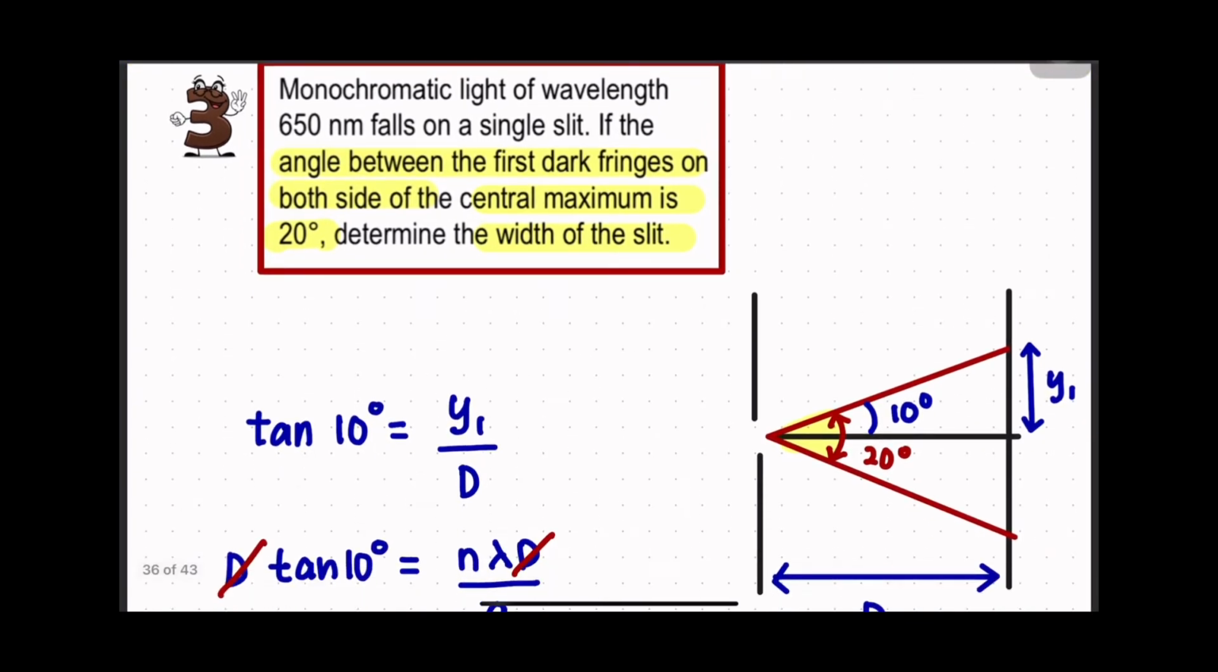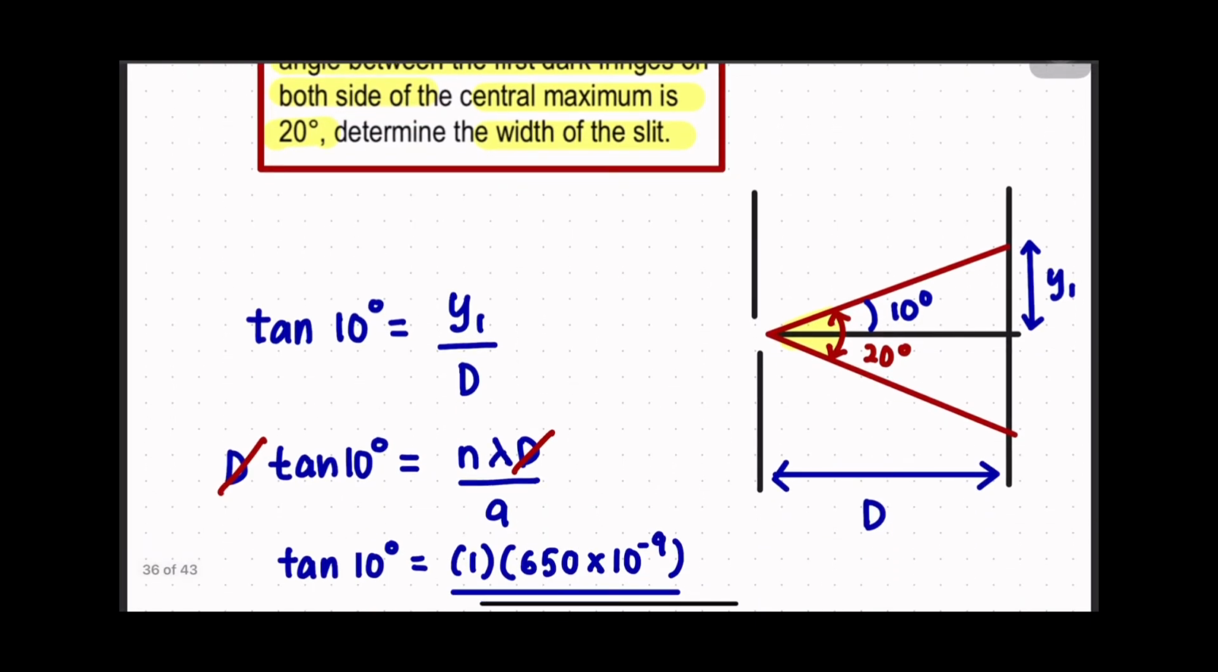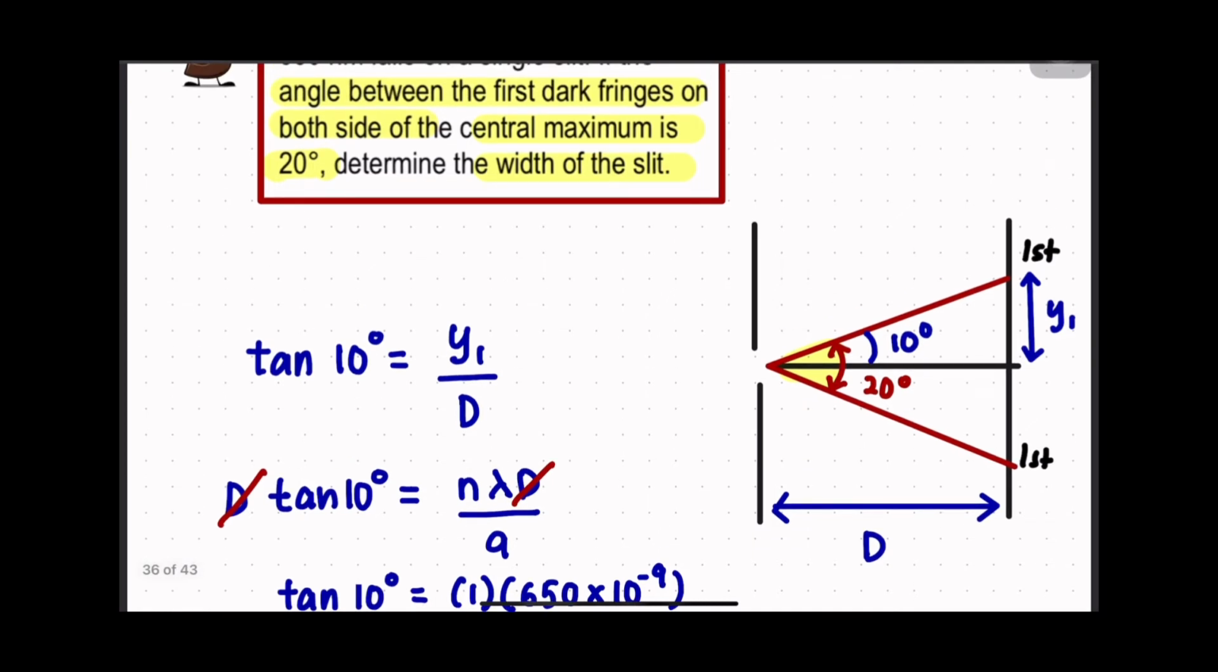Okay, next, monochromatic light of the wavelength 650 nanometer falls on the single slit. If the angle between the first dark fringes on both sides of the central maximum is 20 degree, determine the width of the slit. Dia nak A juga tapi dalam sebutan yang pelik kan. Okay, so apa yang dia cakap kat sini? Dia kata if angle between the first dark fringe on both sides. Jadi saya pun lukis lah. Okay, ni single slit and then saya ada minimum yang atas and then first minimum yang bawah. Okay, first minimum and first minimum. So first minimum dengan first minimum ni jarak angle adalah 20 degree.